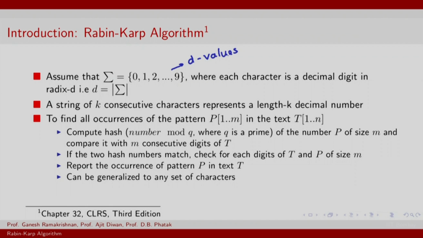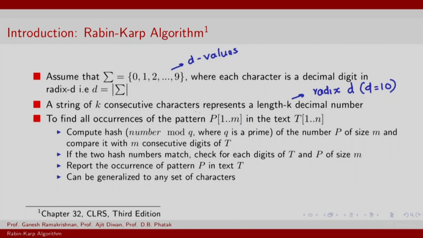So the idea of the Rabin-Karp algorithm is to represent the input sequence or any substring of the input sequence as a number in radix D notation. So basically a string of k consecutive characters represents a length k decimal number, or as I pointed out more generally it represents a number in the radix or base D form. Here D was taken to be 10.